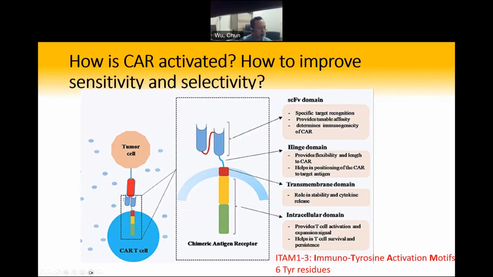The CAR recognizes the antigen on the surface of the T cell, and that binding will activate the signal domain, shown here in the green part. It has an immunoreceptor tyrosine-based activation motif, which basically has 6 tyrosines. When it's phosphorylated, the receptor is activated and the signal is transduced from the outside of the cell to the inside.